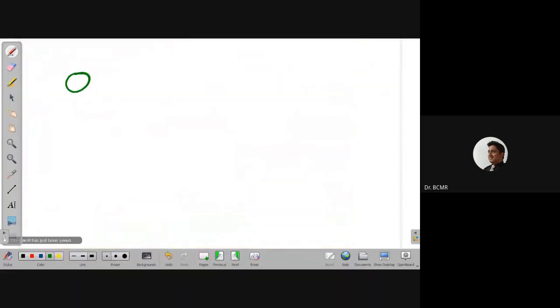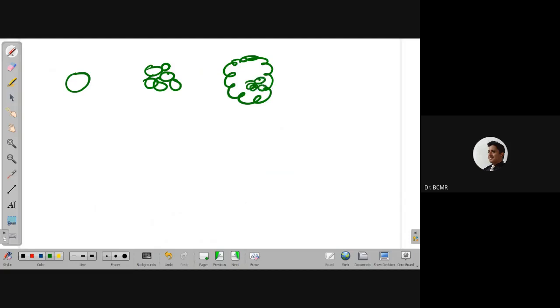But let me go here. You know that the zygote will develop into a morula, and the morula will develop into a blastocyst. At the blastocyst stage, there is differentiation. That is, the first differentiation happens here.